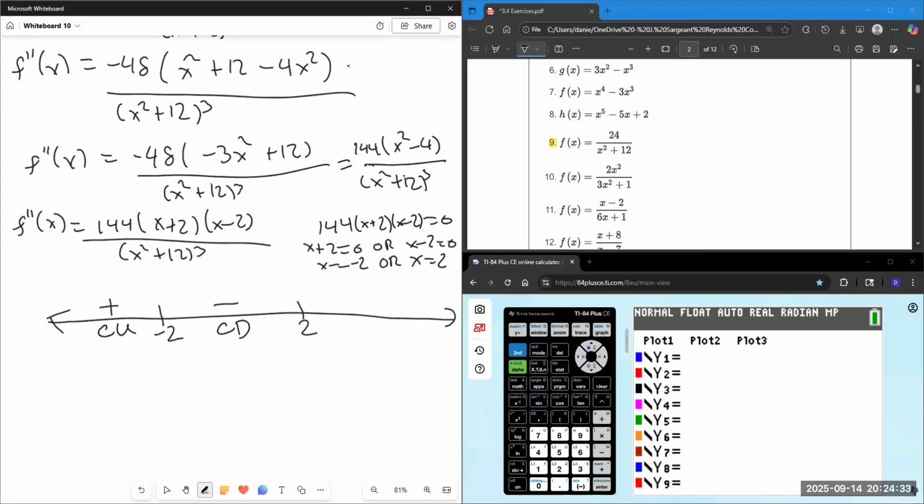For a number bigger than 2, I have a positive times a positive times a positive, which is a positive. Again, the denominator won't change the sign of the numerator since it's always positive, and the function will be concave up in that interval. So we're concave up from negative infinity to negative 2, union 2 to infinity, and we are concave down on negative 2 to 2.